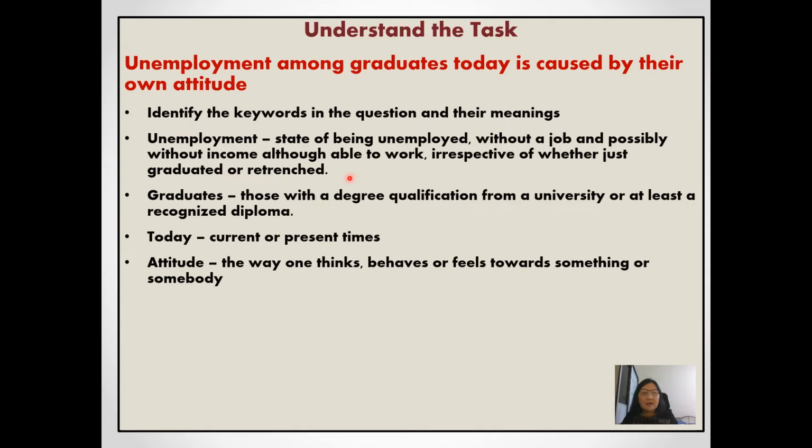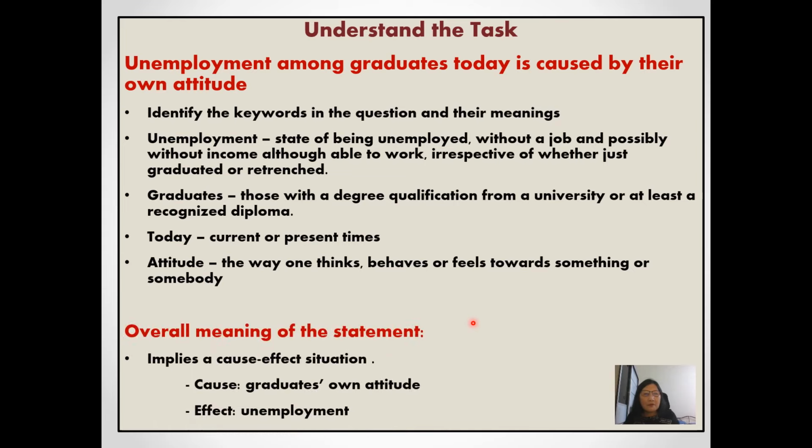The second keyword, graduates, here refers to those with a degree, qualification from a university, or at least a recognized diploma. Today means the current or present times. And the last keyword here, attitude, refers to the way one thinks, behaves, or feels towards something or somebody. So the overall meaning of the statement implies a cause-effect relationship where the cause is the graduates' attitude and the effect is the unemployment.